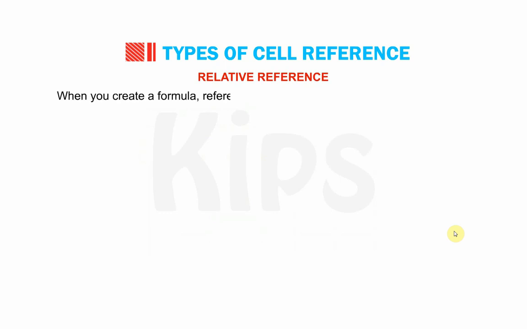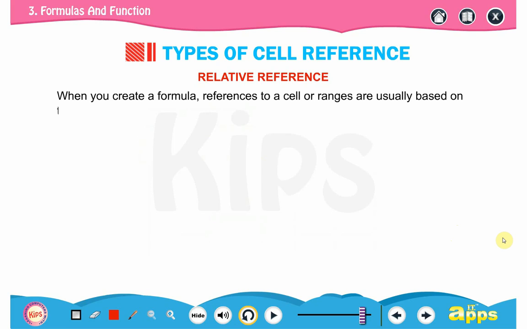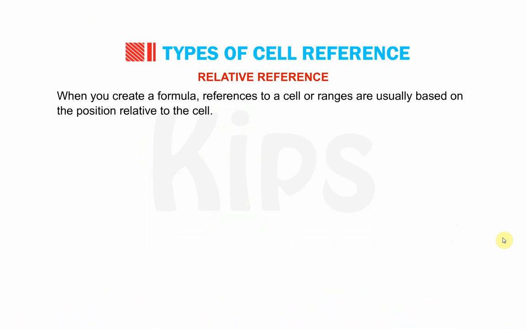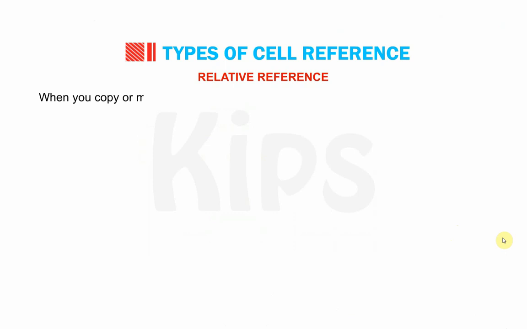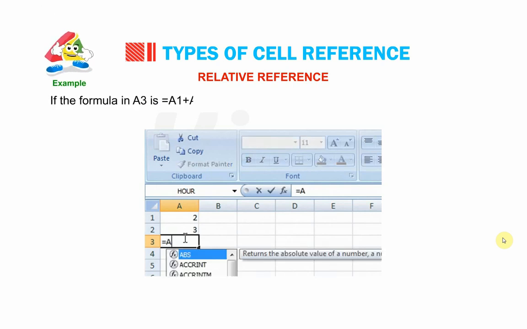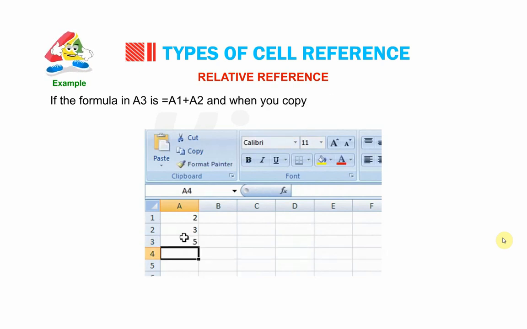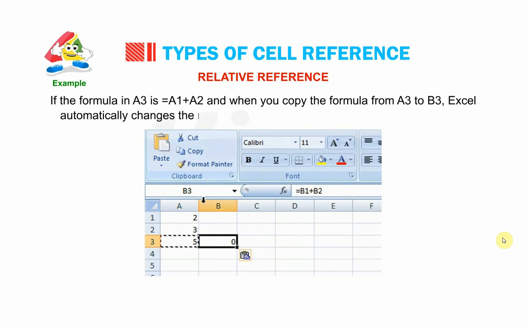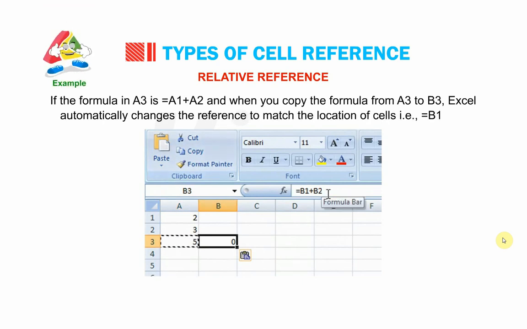When you create a formula, references to a cell or ranges are usually based on the position relative to the cell. When you copy or move the formula to other cells, the reference cell automatically gets changed. For example, if the formula in A3 is equal to A1 plus A2, and when you copy the formula from A3 to B3, Excel automatically changes the reference to match the location of cells, that is, equal to B1 plus B2.